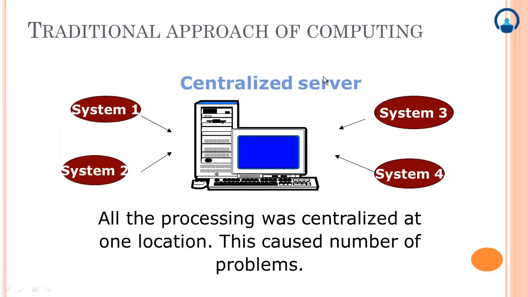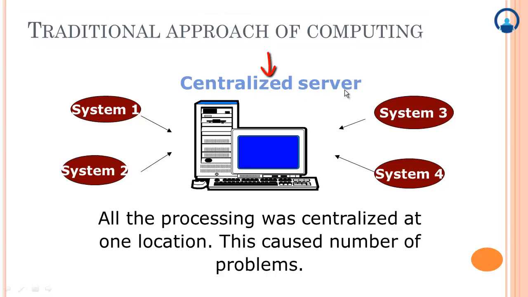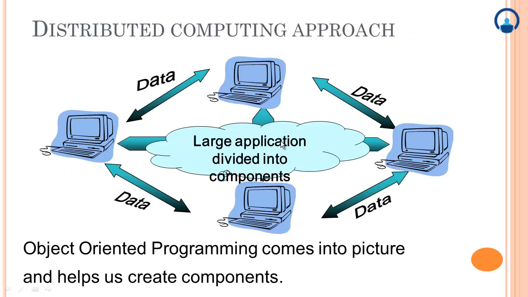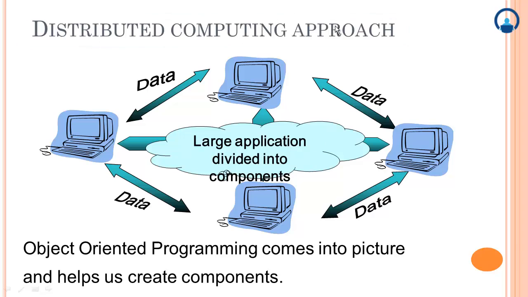Before going further, let us have a look at the traditional approach of computing, wherein we had one centralized server. It was processing all the transactions at one location, and all the systems were connected to the centralized server using networks. But this approach had a number of problems. Therefore, we had the distributed computing approach, wherein a large application is divided into small components which may be running on different machines or different platforms. The programming style followed is object-oriented programming, which helps us to create components.